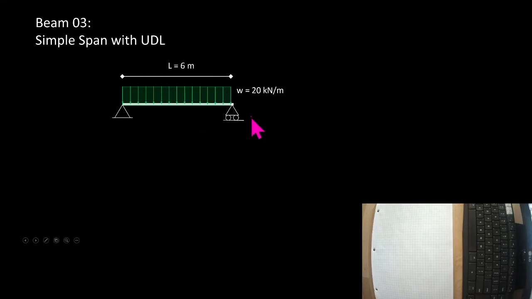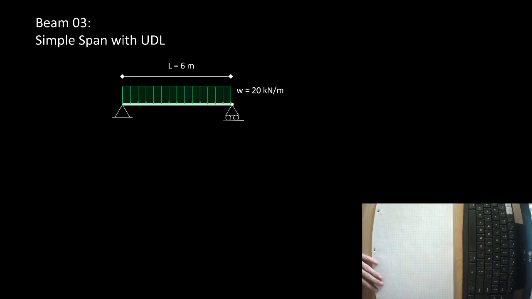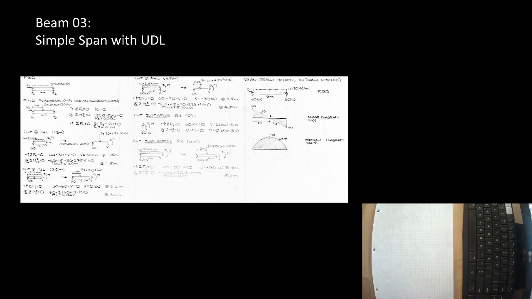But we do know that we should be able to do that looking at those equations we already developed. We know that the reaction should be WL divided by 2, or 20 times 6 divided by 2, 60. We know that the shear should be the worst case here, 0 here, and worst case here, and it should equal what the reaction value was, 60 kilonewtons. We also know that the moment should be WL squared divided by 8, or 20 times 6 squared divided by 8, 90 kilonewton meters. Let's take a look. If we went through and did this, we would see that yes, 60 kilonewtons at each end and 90 kilonewton meters at the midpoint.